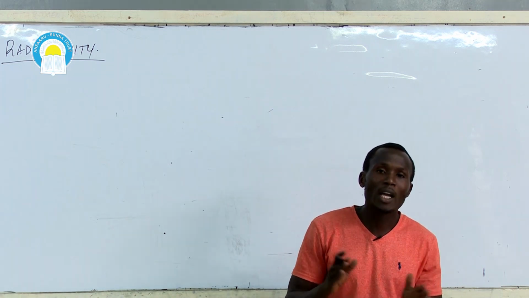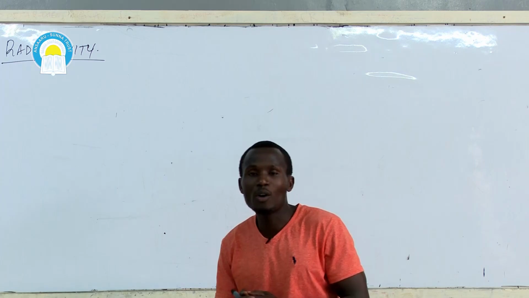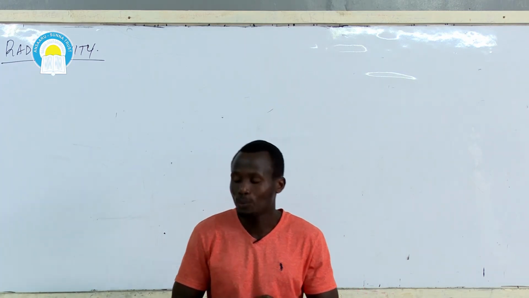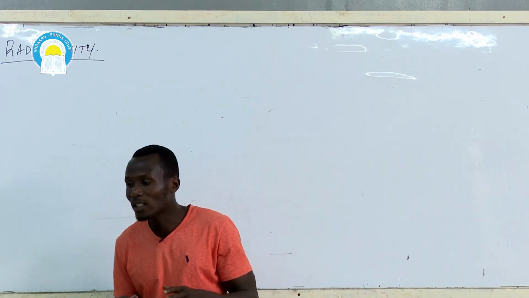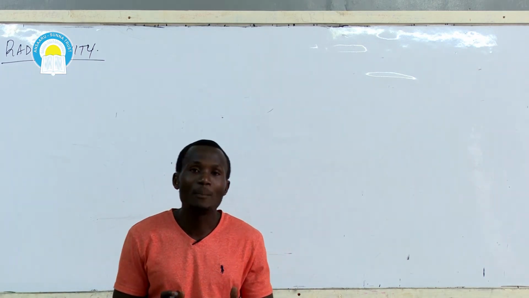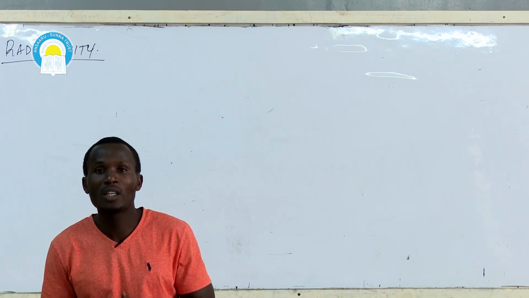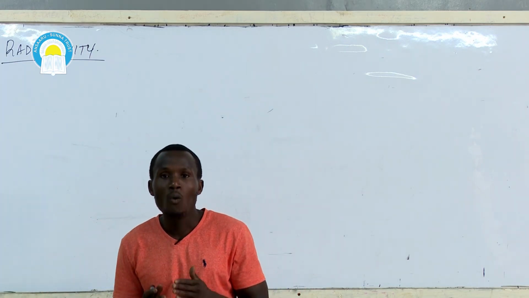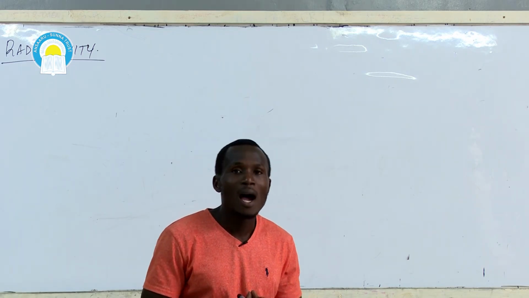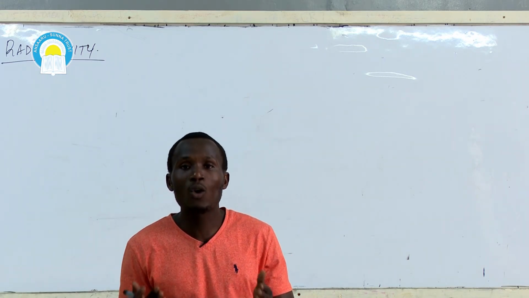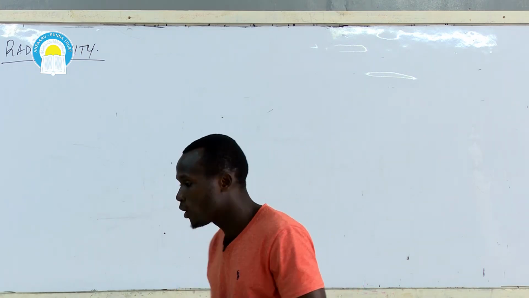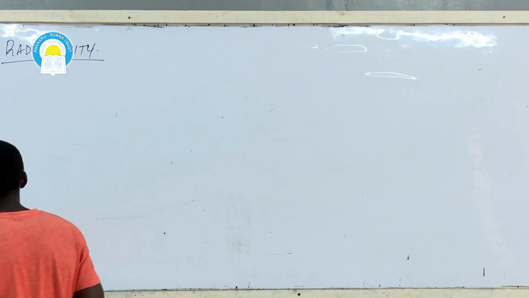When we talk about chemical reactions, they involve the valence electrons. So now first we check on stability of radioactive elements. What is the stability? What determines whether an element can undergo radioactivity or not? So we check on stability of isotopes.